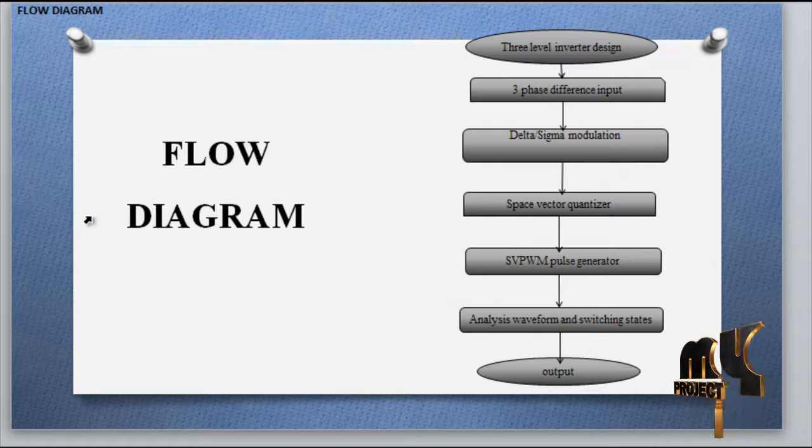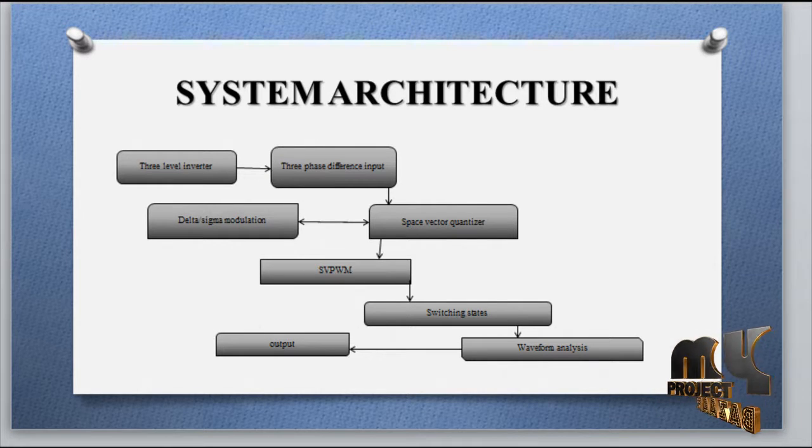Flow diagram: 3 level inverter design, 3 phase difference input, delta sigma modulation, space vector quantizer, pulse width modulator SVM, and analyzing waveform switching and output. System architecture: so 3 level inverter, 3 phase difference input, sigma delta modulation and space vector SVPWM and then space vector quantizer, switching state, waveform analysis, output.